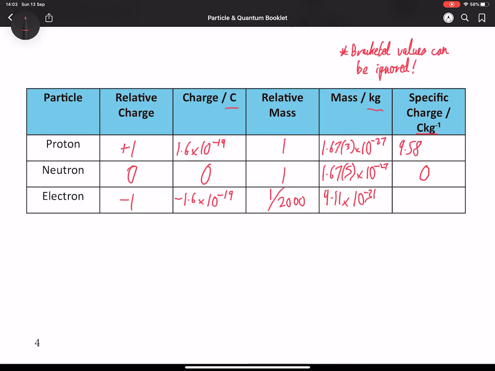So for a proton, 9.58 times 10 to the 7 gives us a value to compare most nucleus values for specific charge. So 10 to the 7 is what you would expect any nucleus to have as a specific charge. Now, the electron has 1.76 times 10 to the 11, which is significantly higher and demonstrates its mass being much smaller for an equivalent charge.